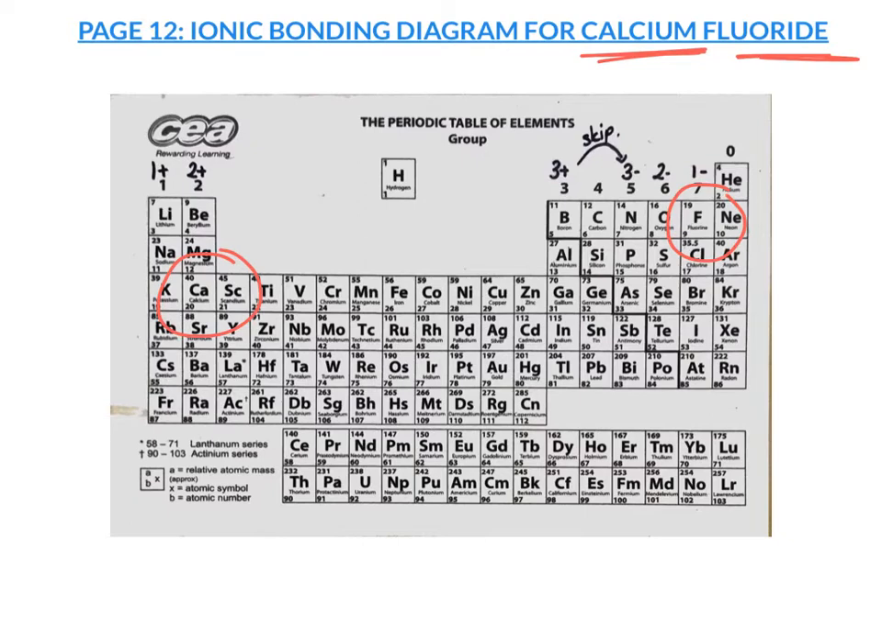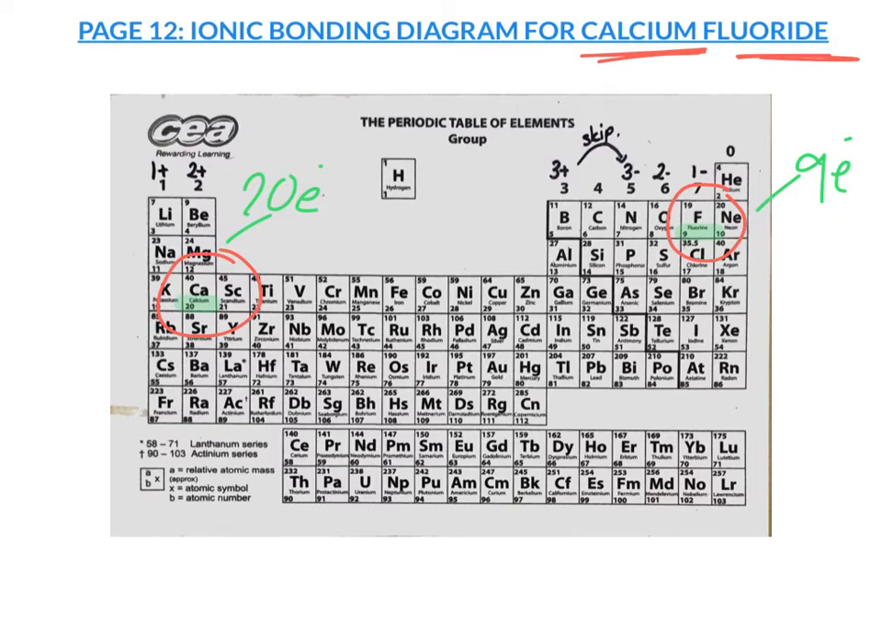When we look at this, remember we want to see where our atomic number is, and our atomic number is at the bottom of each of those squares, and it says for calcium there's 20 electrons and for fluorine there's 9 electrons. So 20 electrons for calcium and 9 electrons for fluorine. Now remember, the metal will lose its outer shell of electrons, the non-metal will gain those extra electrons.